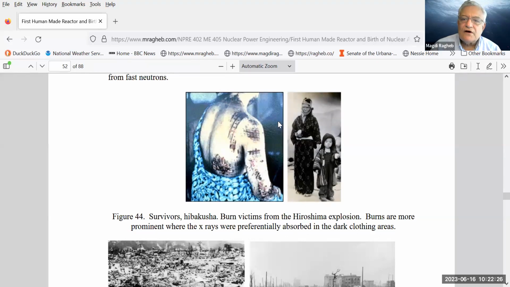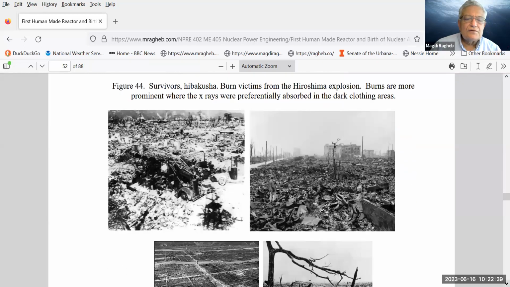So that lady survived. These are two other people. The Japanese named them the Hibakusha, the burn victims from the Hiroshima explosion. The devastation was tremendously large.